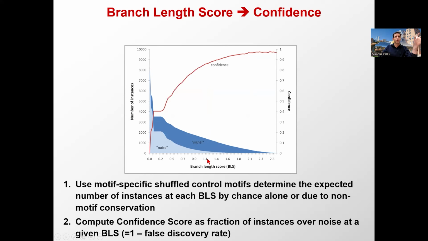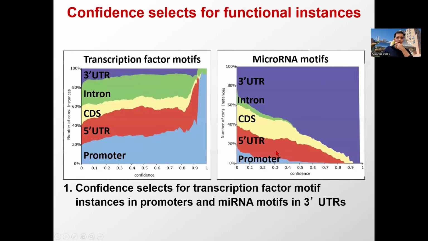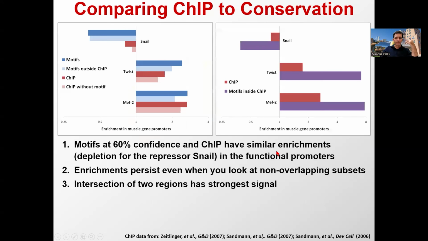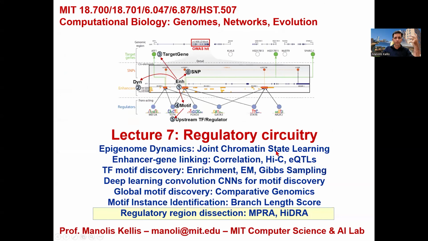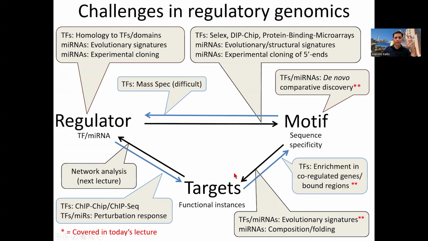Everybody with me here? That confidence will be higher here and higher there for longer versus shorter motifs, but that projection onto the confidence axis is something that I can use universally for all motifs. Everybody with me here? Awesome. So we can now use that to start discovering individual targets of those motifs.